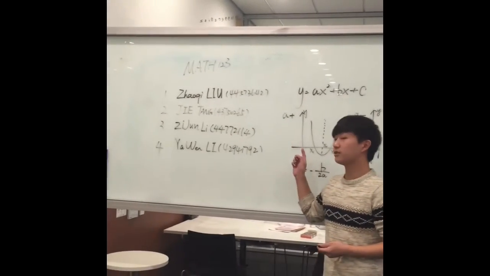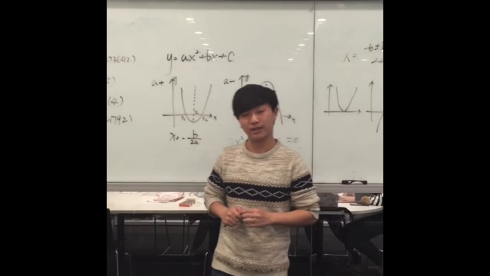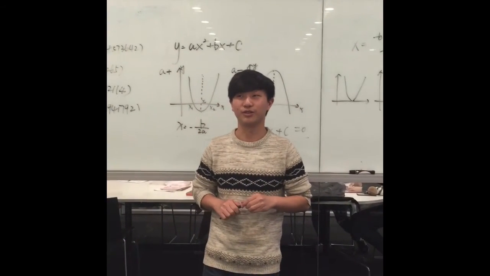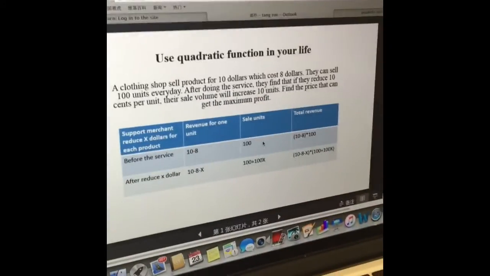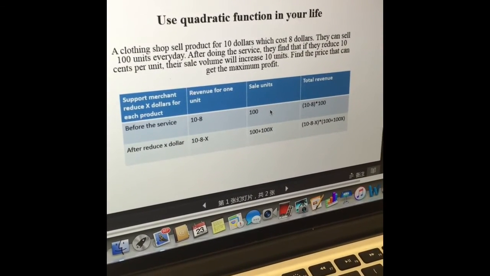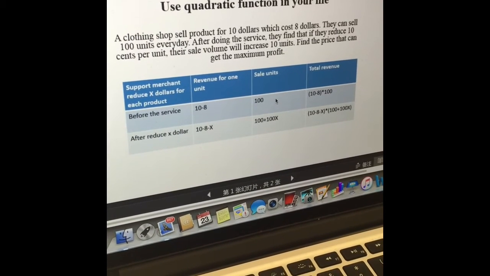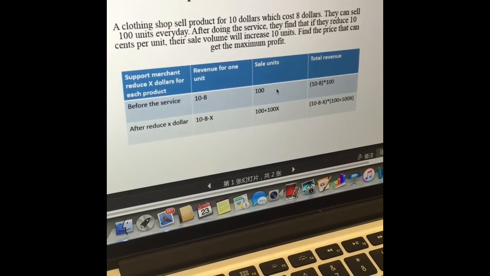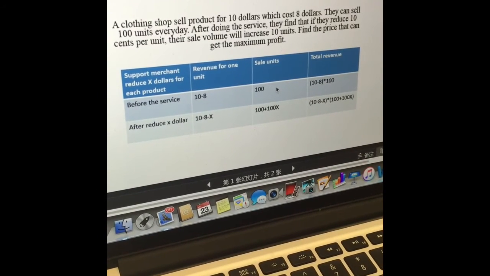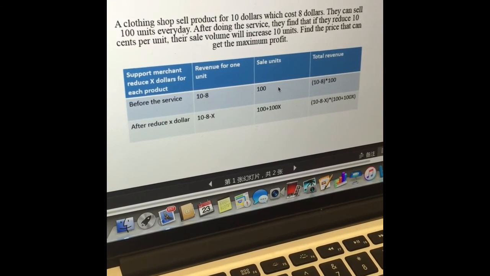I'm the third student. The quadratic function is also useful in our life. Some shops use this function to get the maximum profit. For example, a clothing shop sells a product for $10, which costs $8. They can sell 100 units every day. After doing the survey, they find that if they reduce 10 cents per unit, their sales volume will increase 10 units. So we made a table below.